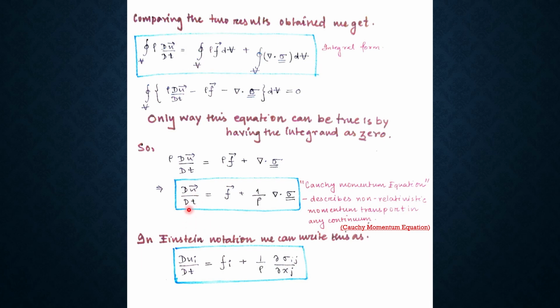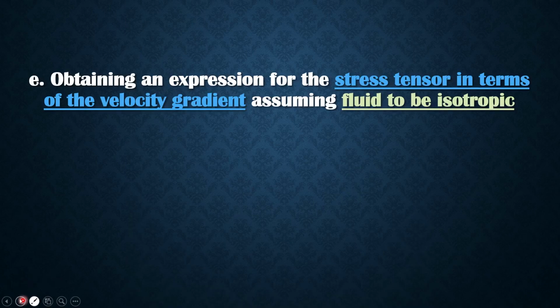Now writing this in Einstein or index notation, du_i by dt equals f_i plus 1 by rho times del sigma_ij by del x_j. Here i represents each one of the three components. So this is the equation of motion assuming a fixed control volume. Now for the further steps, we obtain an expression for the stress tensor in terms of the velocity gradient, assuming the fluid to be isotropic.